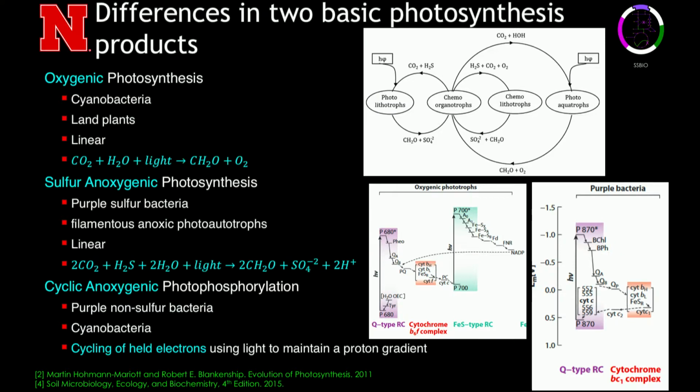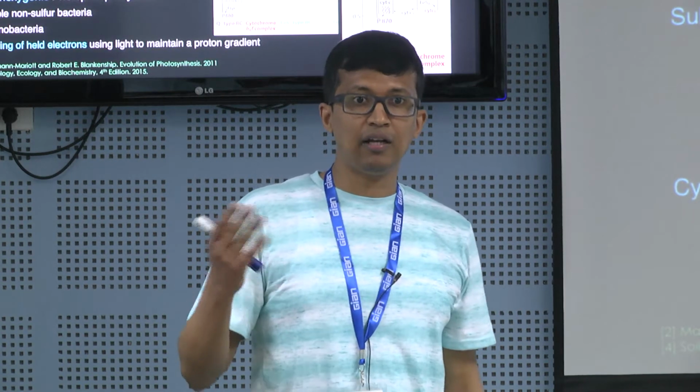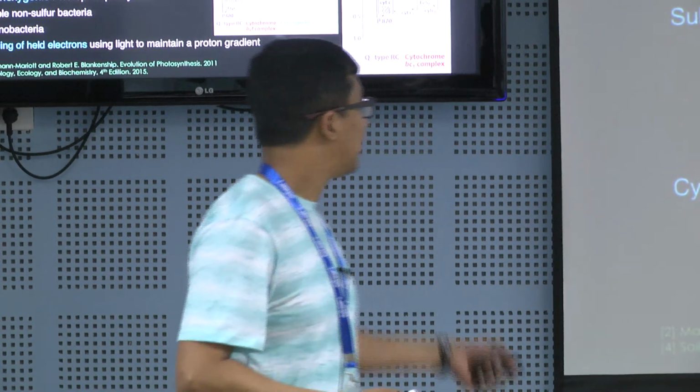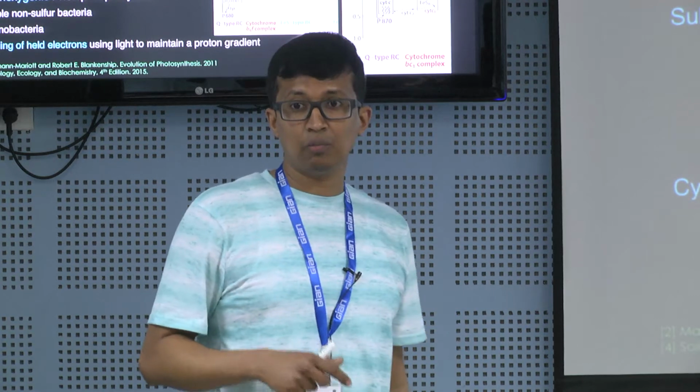I'm not saying all of them could do all 4 of them, but many of these cyanos, many of these purple bacterium, they operate in many different modes. Depending on what mode they operate, the electron donors could be different. It could be inorganic or organic.